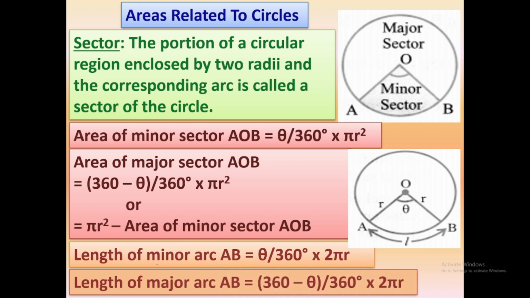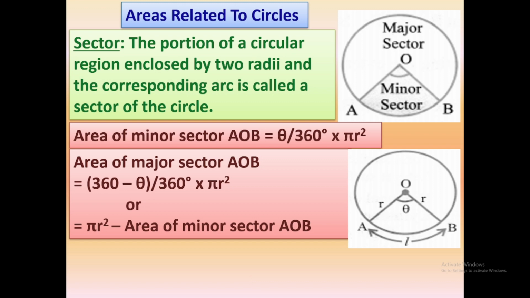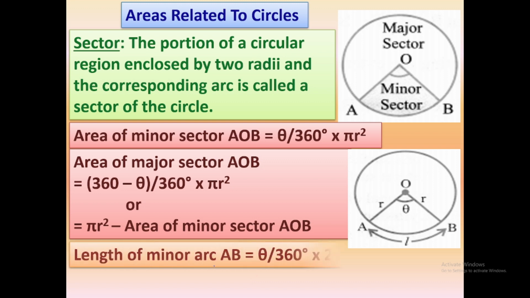Just here, the difference between this minor and major arc is that the formula remains the same, only the theta, the angle, changes. For the minor arc the angle is theta, and for the major arc the angle is 360 minus theta. The other way of finding the length of the major arc is, as we already found the length of the minor arc, with the help of this and the circumference of a circle, you can find the length of the major arc.